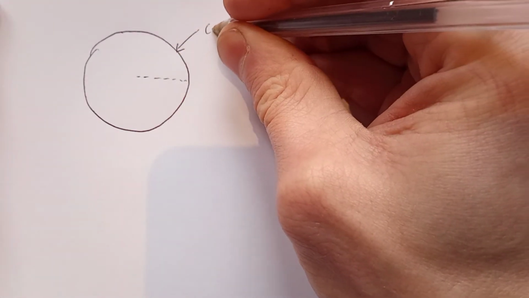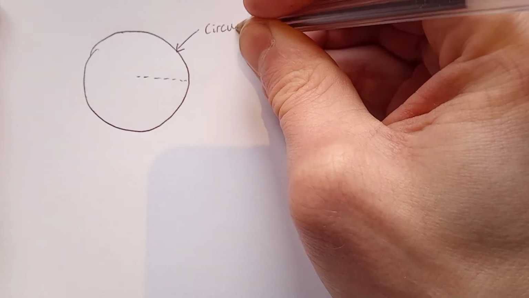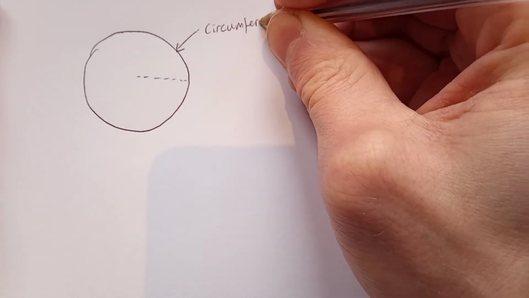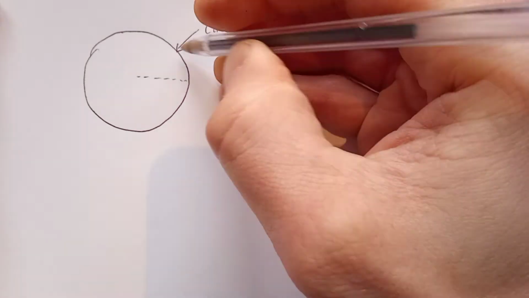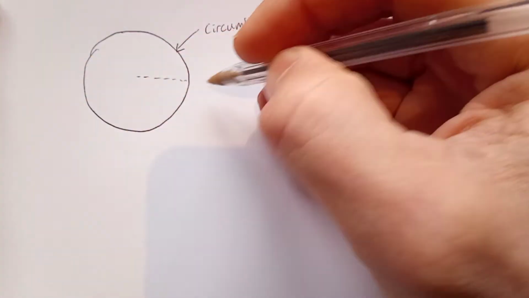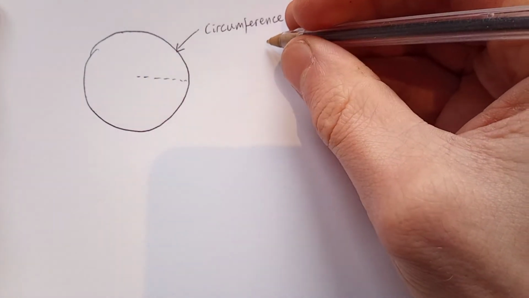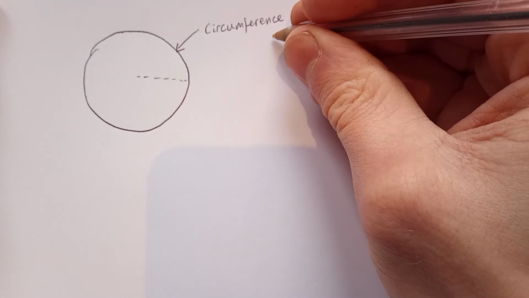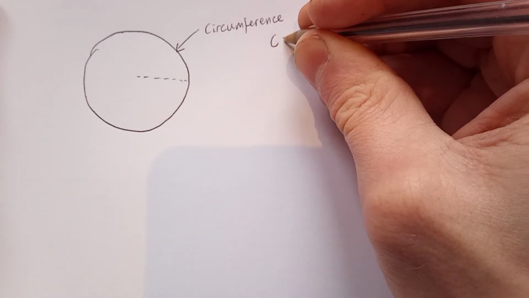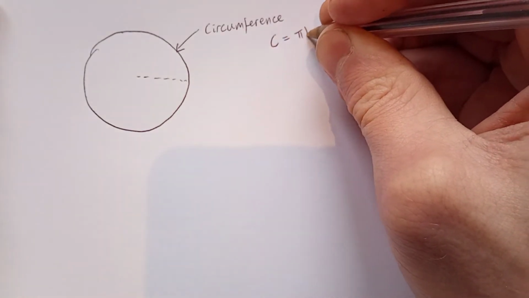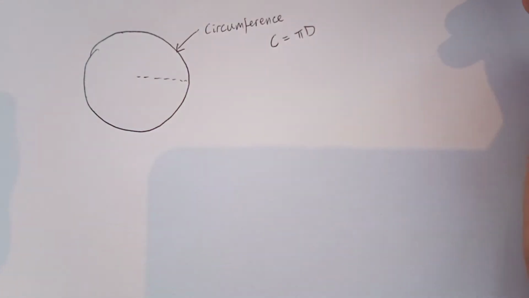This one up here, we're going to label as circumference, and that is all the way around the outside of our circle. And you might be remembering that we have a formula for finding the circumference, which is C equals pi d. Now we'll remind ourselves what that means in a second.